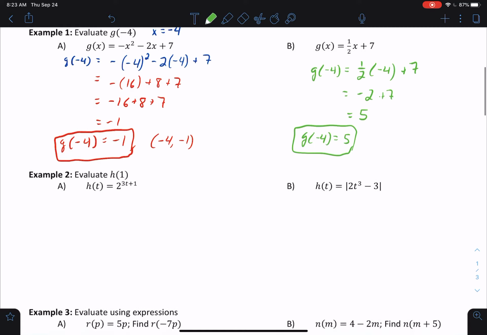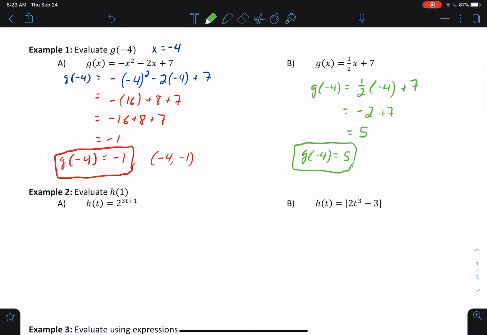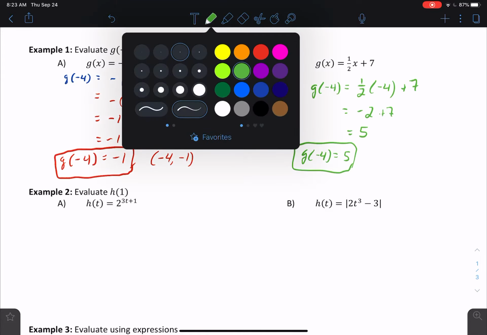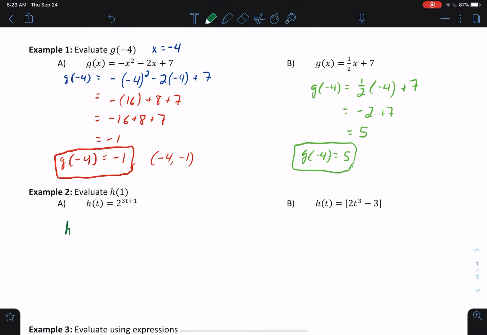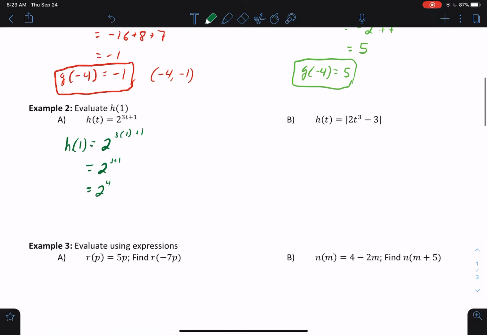Let's deal with, in example 2, some different types of functions. We'll get into what these types of functions are in future videos, but we can still evaluate them using our operations. So h of 1 equals 2, and then all in the exponent, 3 times t, so I'm going to plug in 1 for t, plus 1. So this is going to be 2 to the 3 plus 1, 2 to the 4th. And if you remember, 2 to the 4th is the same thing as 2 times 2 times 2 times 2. So h of 1 equals 16.